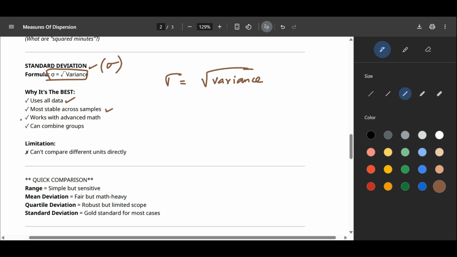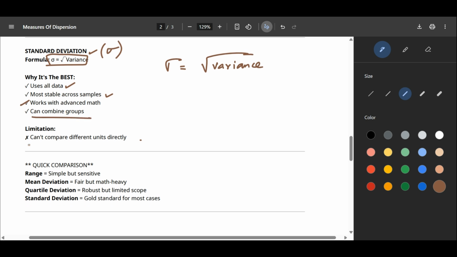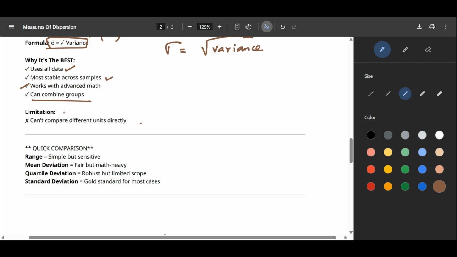Number three, it works with advanced math. Like, how do I say it? Amenable to algebraic treatment. Unlike mean deviation, you can do complex math with it. For example, if you know the mean, SD, and the size of two groups, you can calculate the standard deviation for the combined group. You can't do that with the other measures we have discussed, right? See, you can combine the groups.